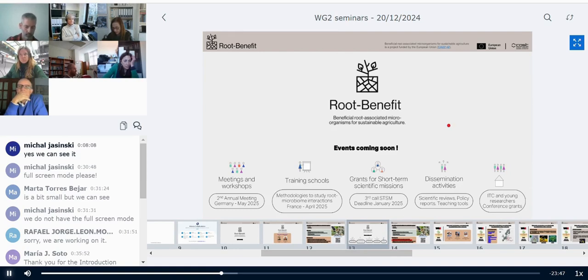Here I want to summarize the events that will be coming soon. I think this is important. We are already organizing the 2nd annual meeting for the COST Action. It will be held in Germany in May 2025. We expect around 100 people, so we have room to invite more than 50 people to discuss the action. So I invite you to apply. The call will open at the very beginning of January. We are already working on managing all this.